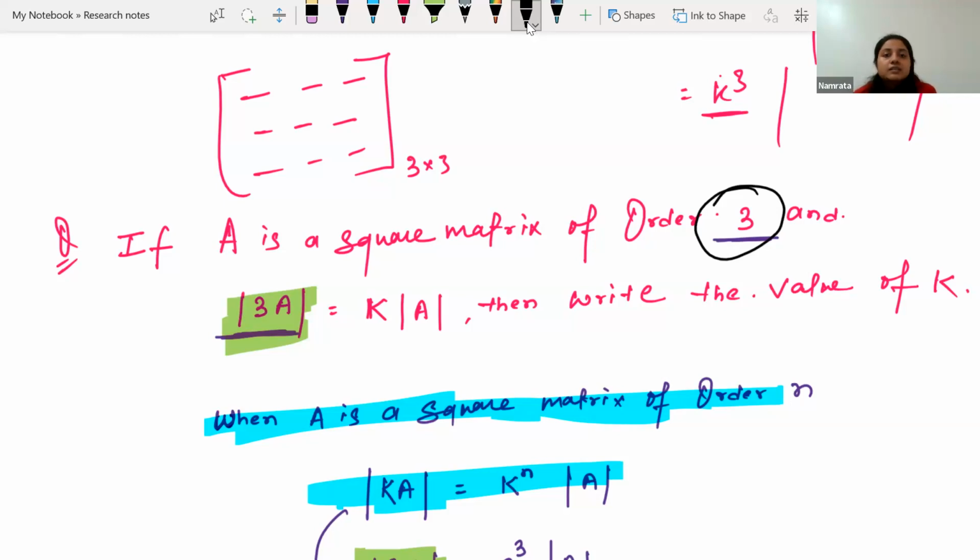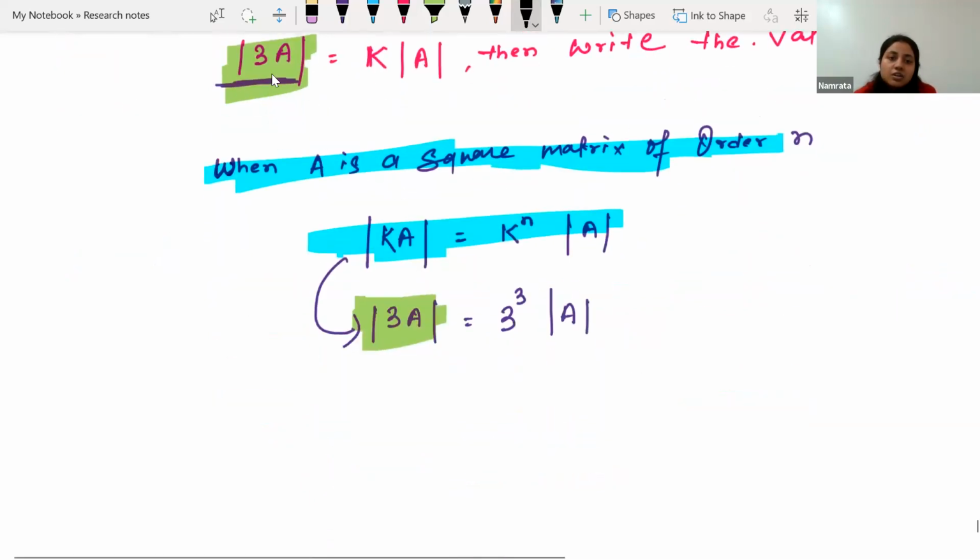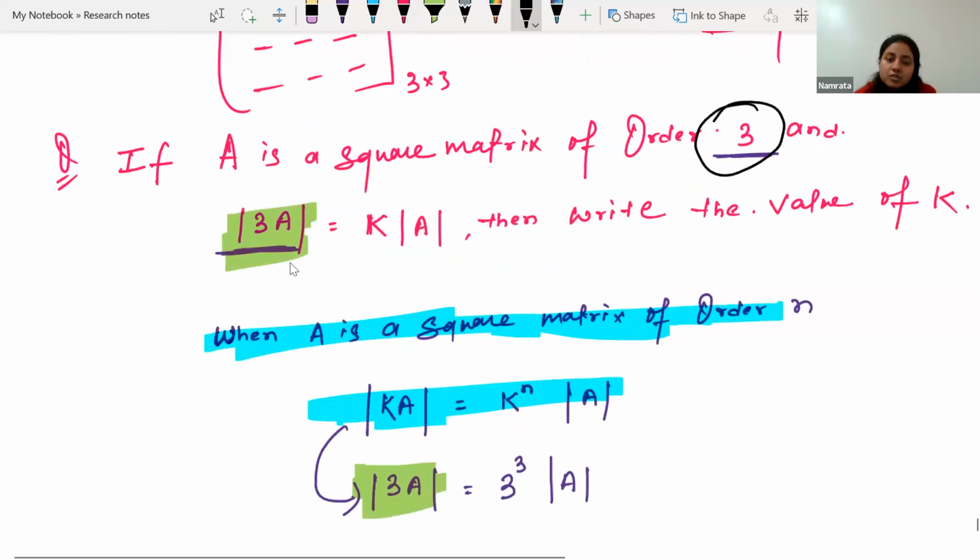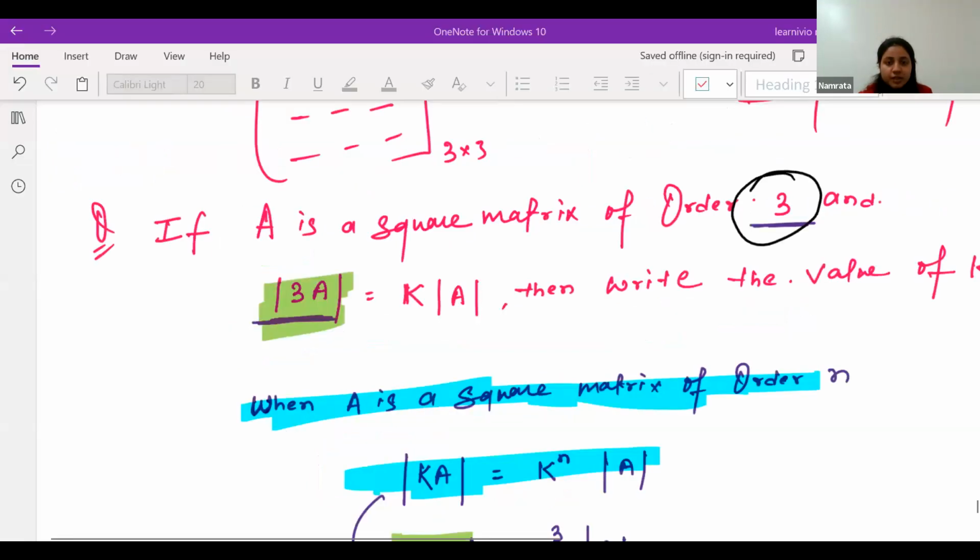What is k? k is just a scalar. Here, instead of k, it is given as determinant of 3A. That means 3 is there with each and every element, and then it's having order 3, so it will come out as 3 to the power 3. Is it clear to everyone? Yes, ma'am. Okay, k is 27.